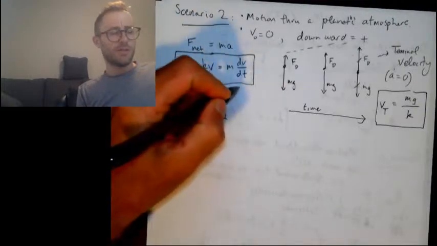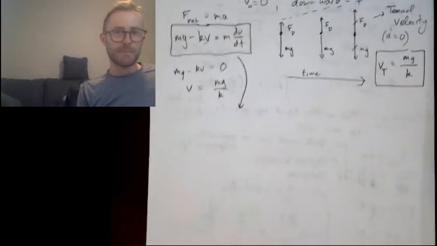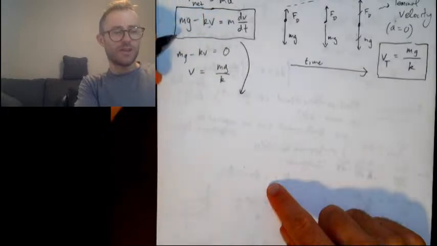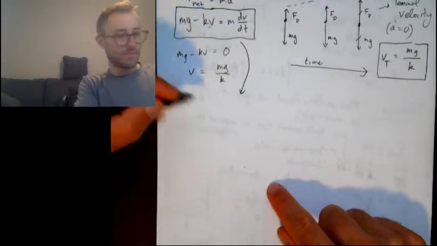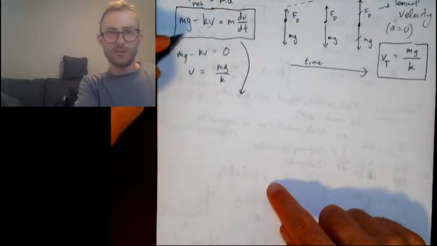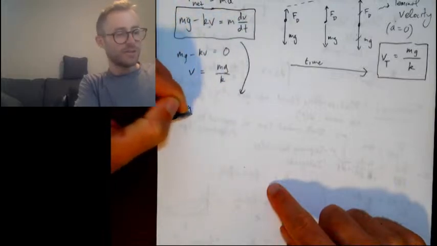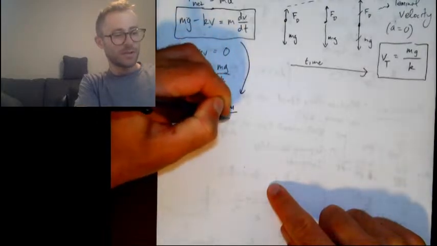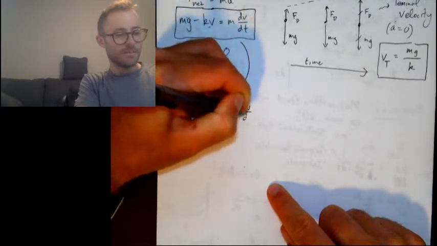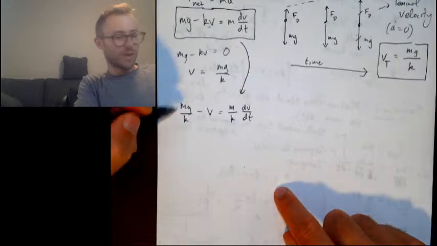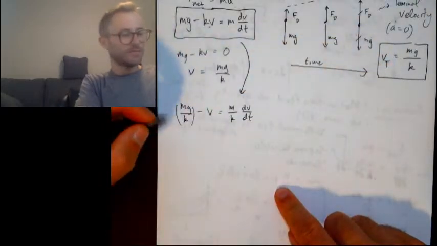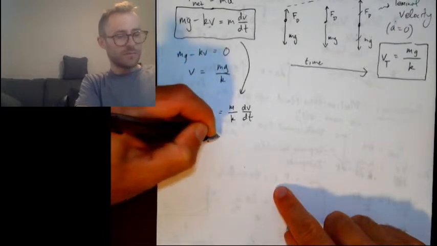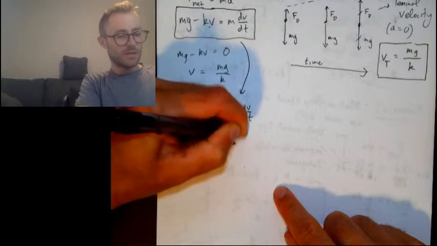So anyways, now we want to solve this differential equation. What I'm going to do is take both sides and divide by k. If I divide both sides of this equation by k, I have mg over k minus v equals m over k dv dt. That allows me to write mg over k as v sub t. So I have v sub t minus v equals m over k dv dt.